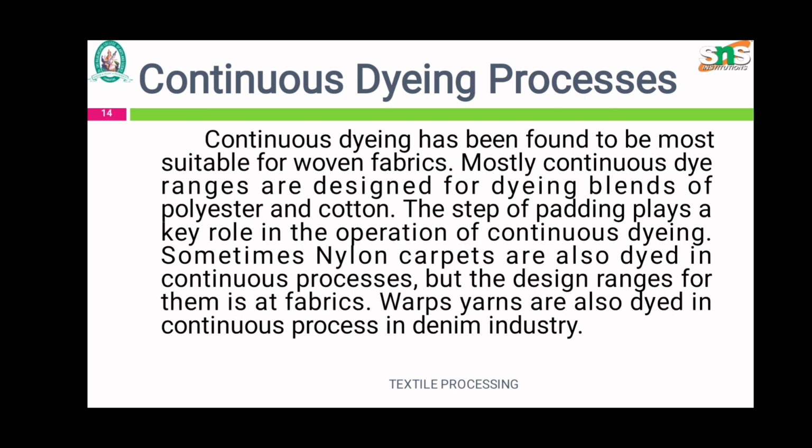Continuous dyeing can be found to be the most suitable for the woven fabrics. Mostly continuous dye ranges are designed for the dyeing of blends of polyester and cotton. The step of padding plays a key role in the operations of continuous dyeing. Sometimes nylon carpets are also dyed in the continuous processes, but the design range for them is at fabrics. Warp yarns are also dyed in the continuous process in the denim industry.